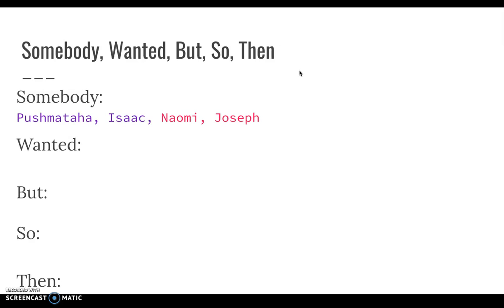Now, when we talk about wanted, when we look back on the chapter, the only person who really wants anything is Pushmataha. And we really find out what that is towards the end of the chapter. He referenced a lot about learning. Even at the beginning, he asked that question of Isaac, well, what have you learned? So, what he really wanted was for Isaac, Naomi, and Joseph to learn from the past, hence why they traveled to the past to watch his funeral, and then are going to travel to the past again.